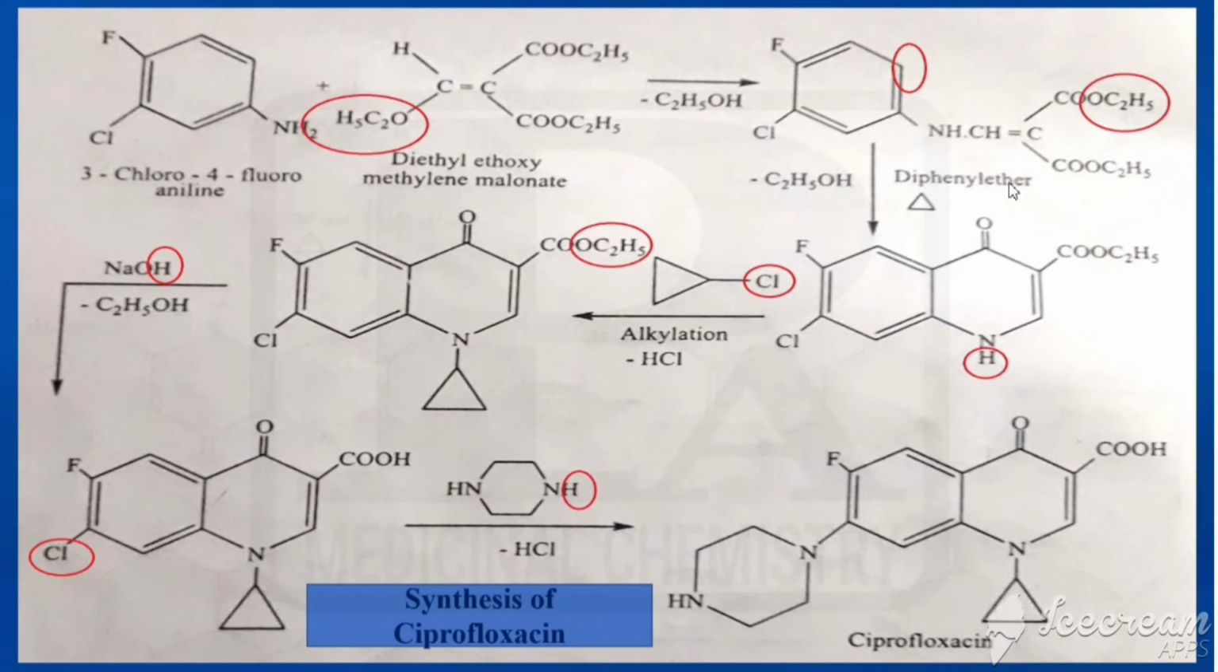Now we are adding diphenyl ether. By that addition, what happens? Here this OC2H5 combines with the H from here and is removed as ethanol. That's why this carbon has to unite with this carbon and it will be cyclized, and we are getting this one. Next we are adding cyclopropyl chloride. By that addition, this Cl combines with H in the first position and is removed as HCl, and we are getting this cyclopropyl group in the first position. So we are getting that.